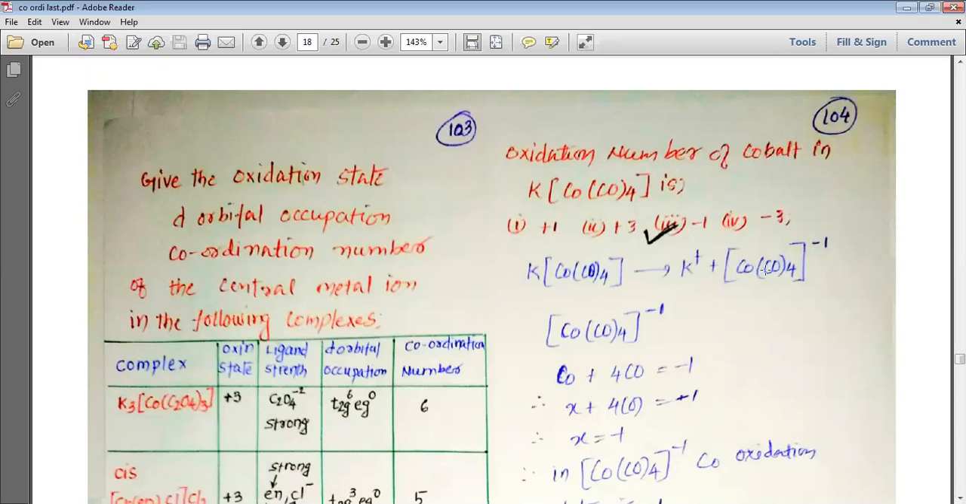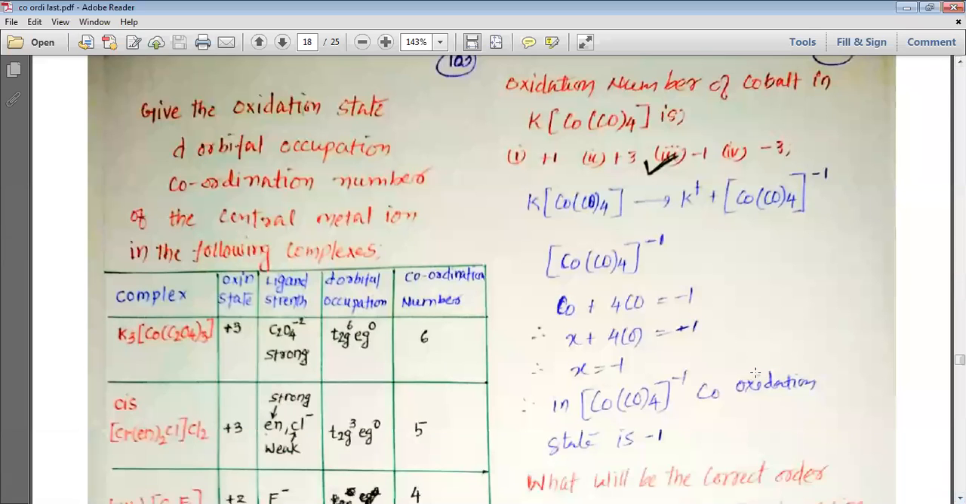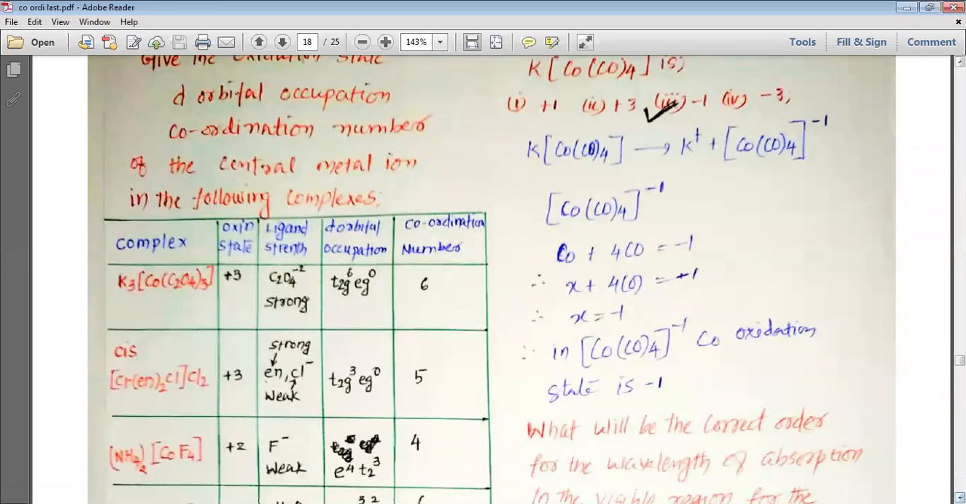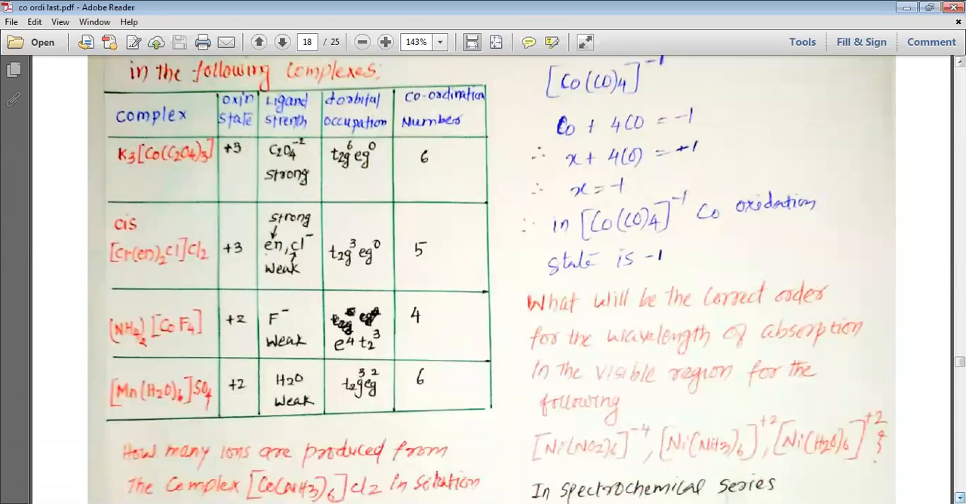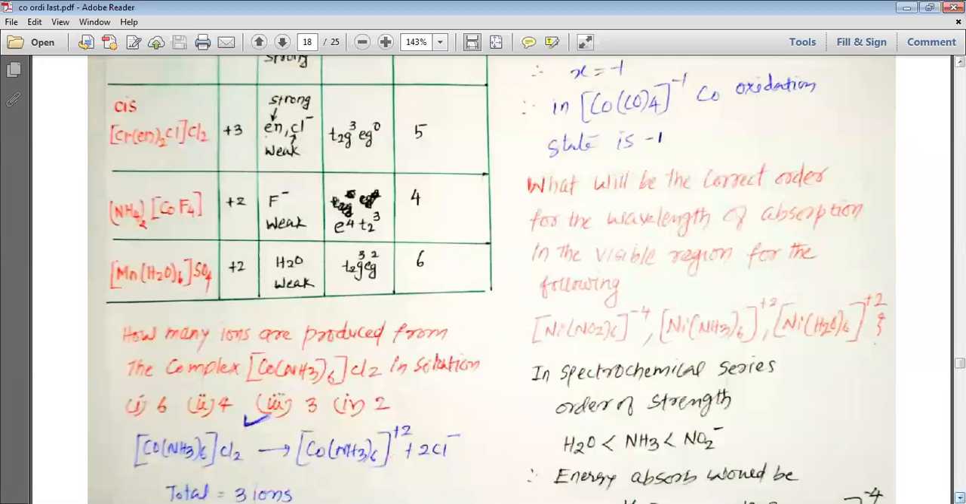We know that CO is a carbonyl ligand. They do not have any charge. So cobalt plus 4 carbonyl ligands is equal to -1. In place of cobalt, if we write x plus 4 into 0, because CO has 0 charge, is equal to -1. So x is going to be -1, and that is why the oxidation state of cobalt is going to be -1 in this complex. Please remember, my dear students.